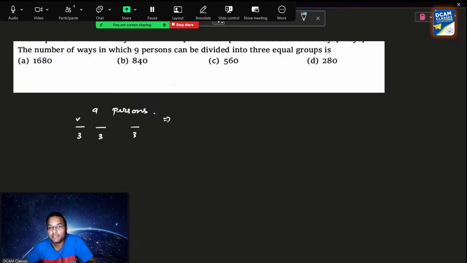Suppose you have selected 3. You'll do it in 9C3 ways. Into, now when you have selected 3 persons, how many are left? 6 are left. So out of these, you select 3. Now, how many are left? 3. 3C3. This should give you the answer. Understood?